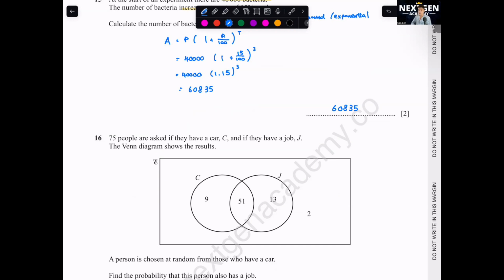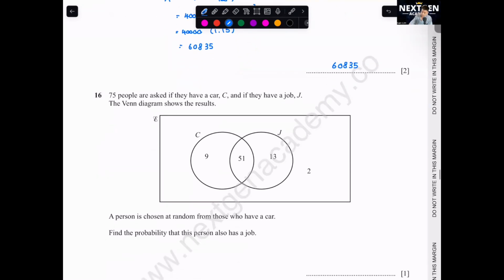Okay, this sentence here is very important. So probability, later I'll go through this chapter with you all. What type of probability is this? Why did they say this sentence here? Then they say, find the probability that this person also has a job. Because of this sentence here, chosen at random from those who have a car.